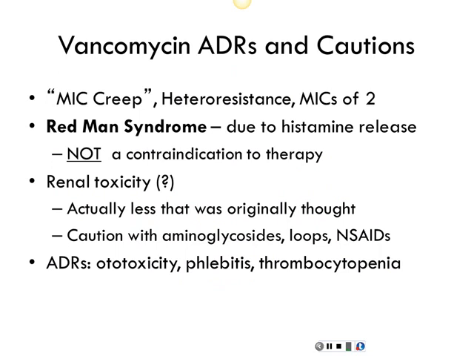So it's been proposed that we need to have an AUC over MIC value of 400. And when we look at dosing the drug, we would basically have to give a continuous infusion in order to achieve that consistently. So that's the main concern with the MIC creep, when you get MICs up to 2. When you get an MIC of 2, you look at the patient: are they getting better or not getting better? If they're getting better, just keep rocking the vancomycin. If they're not getting better, switch to something else that covers them, I'd say.